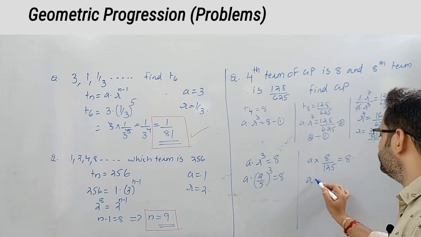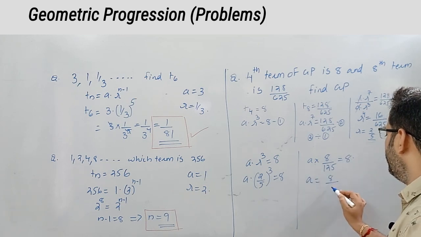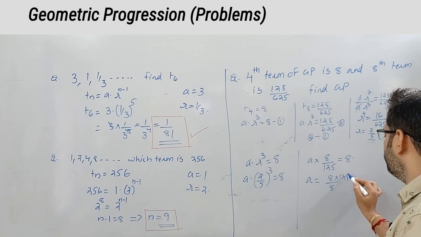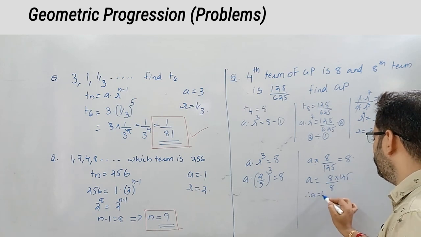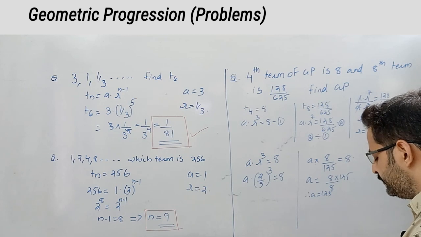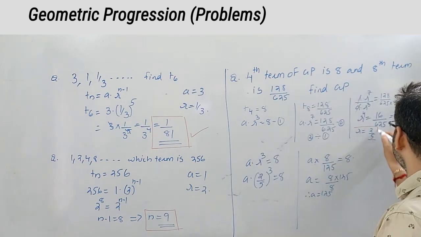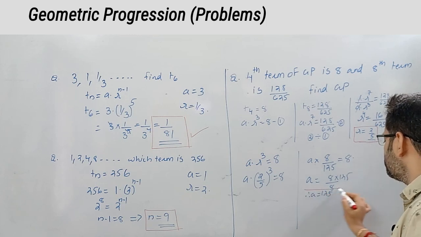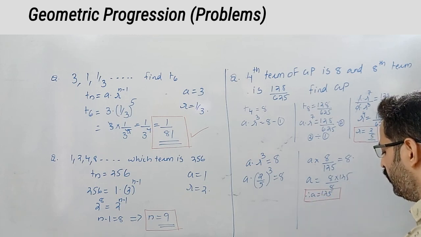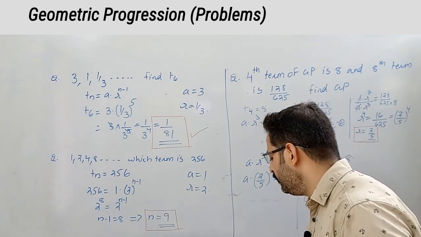Cross multiplying, A is equal to 8 into 125 divided by 8. Therefore A is equal to 125 and R is equal to 2 by 5. The first term A is equal to 125.